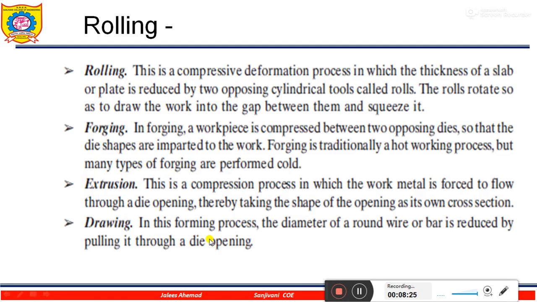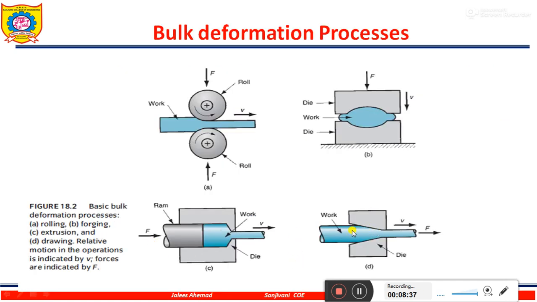Drawing. In this forming process, drawing, the diameter of a round wire or bar is reduced by pulling it through a die opening. देखो ये diameter, initial diameter, now final diameter. So we have to pull, this particular force is applied, and it is pulled through the die opening, and this cross section, this diameter is reduced to this diameter. Okay.